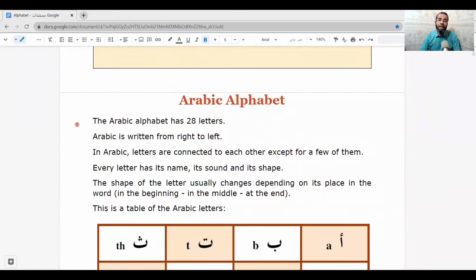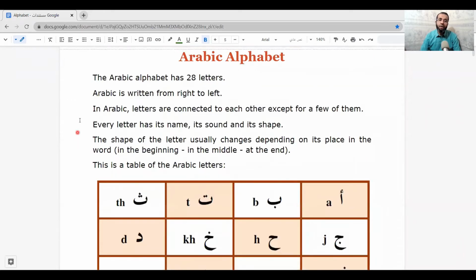The Arabic alphabet has 28 letters. Arabic is written from right to left. In Arabic, letters are connected to each other except for a few of them. Every letter has its name, its sound, and its shape. The shape of the letter usually changes depending on its place in the word, in the beginning, in the middle, at the end. This is a table of the Arabic letters.